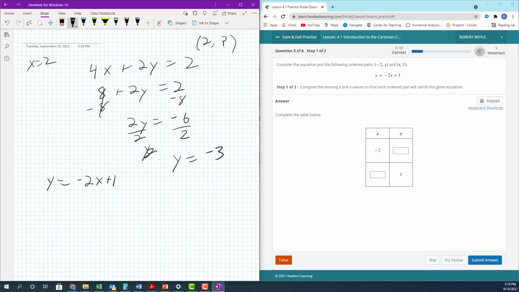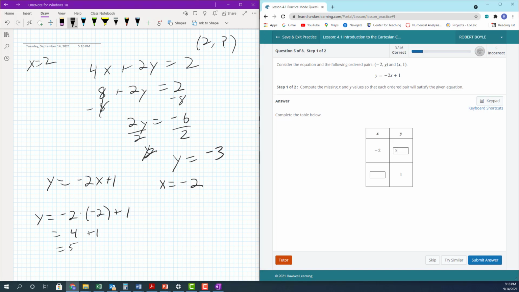For the first one, we have that x is equal to -2. So we want to substitute -2 in for x, and that means we'll have y is equal to -2 times -2 plus 1. Well, -2 times -2 is just +4, plus 1, and that is equal to 5. So in this case, y will be equal to 5.